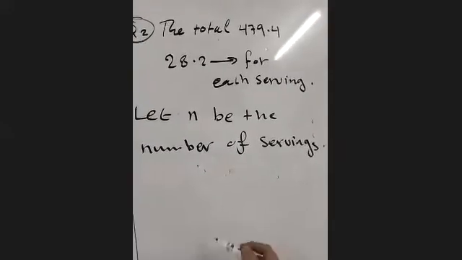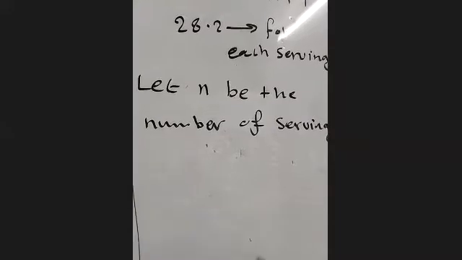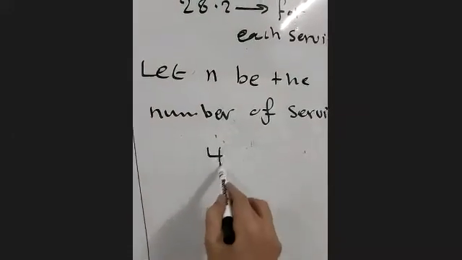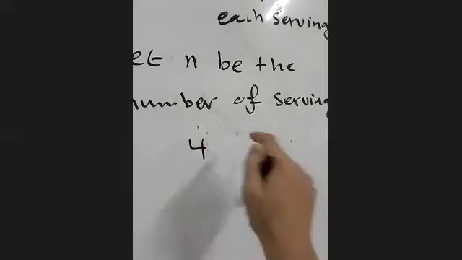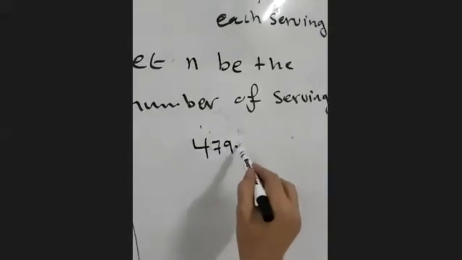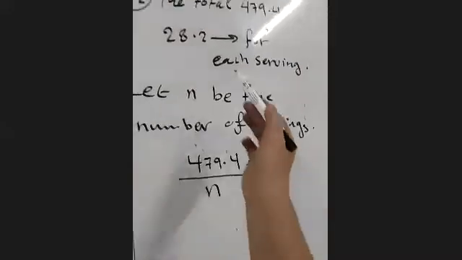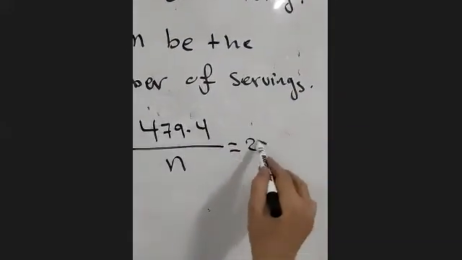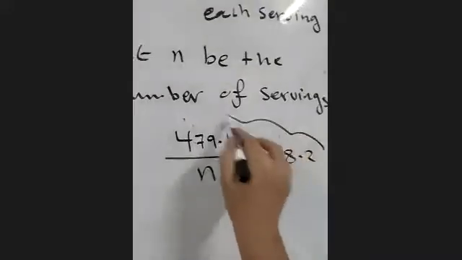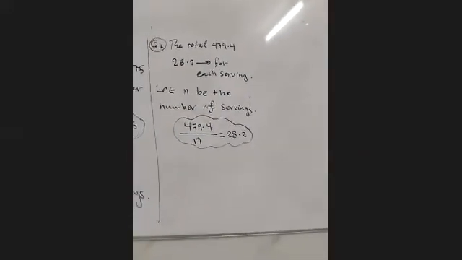What will the equation be? 479.4, yes, the total over n, or over x. 479.4 over the number of servings equals the answer for each serving, right? Which is 28.2. Yeah. This is the equation. Right? Yeah. Now, how do we solve it?